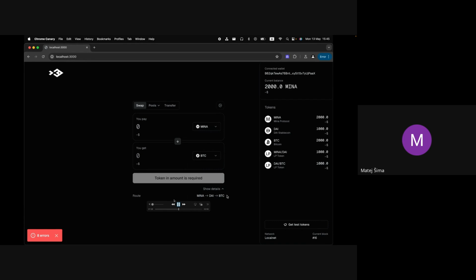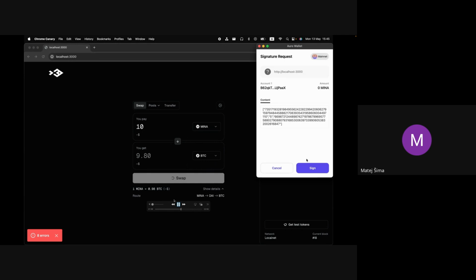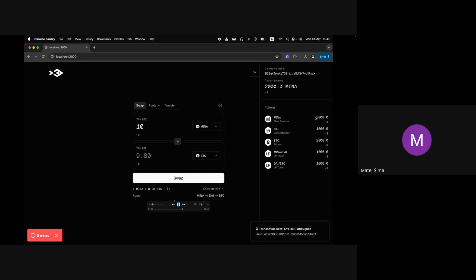If you select Mina and DAI pool, you see that the trade happens directly. If you select trading between Mina and BTC, it has to be routed from Mina to DAI and from DAI to BTC. That is the simple routing. You input your amounts, the price gets automatically calculated through multiple of these pools. You sign the request to make your trade. Then your balances will change, assuming that the trade is successful, and you are good to go.